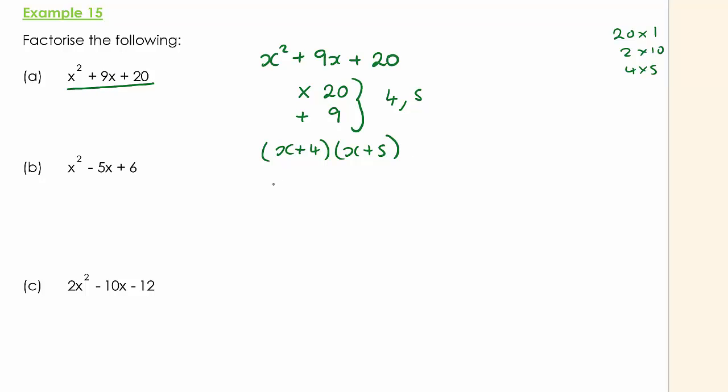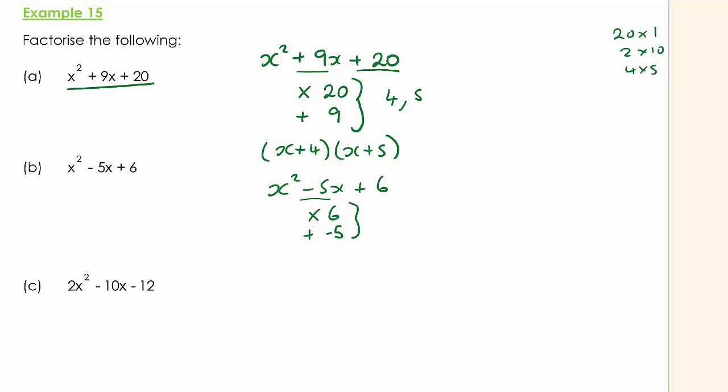Now we can do the same sort of thing here. We've got x squared minus 5x plus 6. So we look for numbers that multiply to give us 6, which is the number on its own, and add to give us negative 5, which is the coefficient of x. So it was the same thing here. We multiplied to give the number on its own. We added to get the coefficient of x. So what's going to do that?